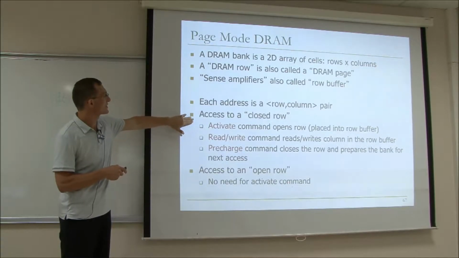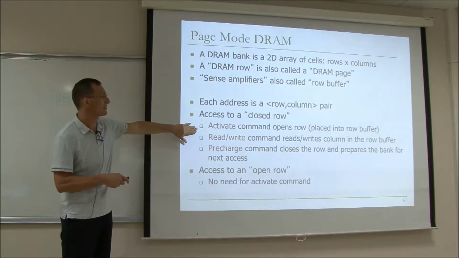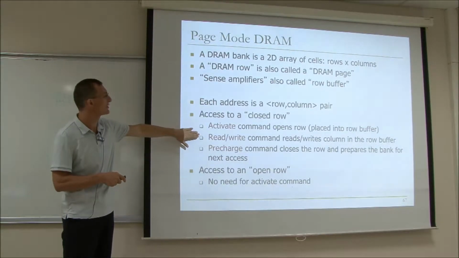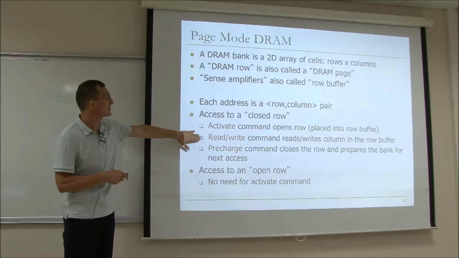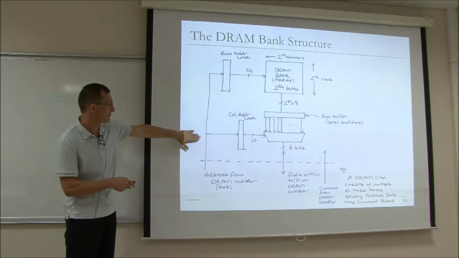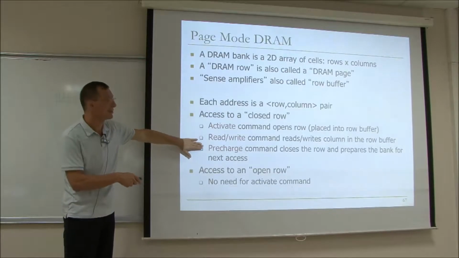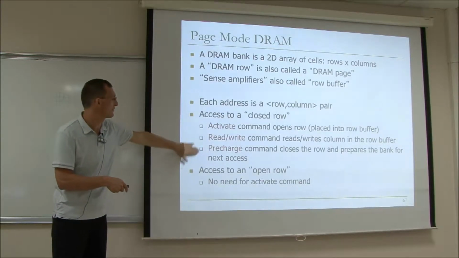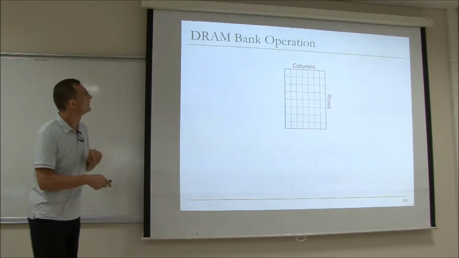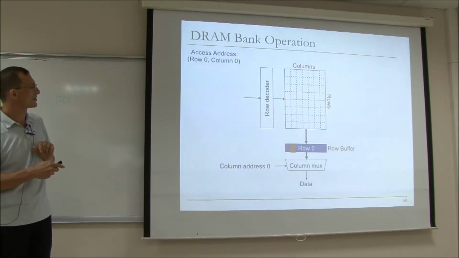I've already covered some of this, but if you want to access a closed row, you want to activate, to open the row, and then you want to read or write. This command operates on the row buffer, which is this part. And you want to precharge to prepare the array for the next access. I'm going to skip this because we've already talked about this.